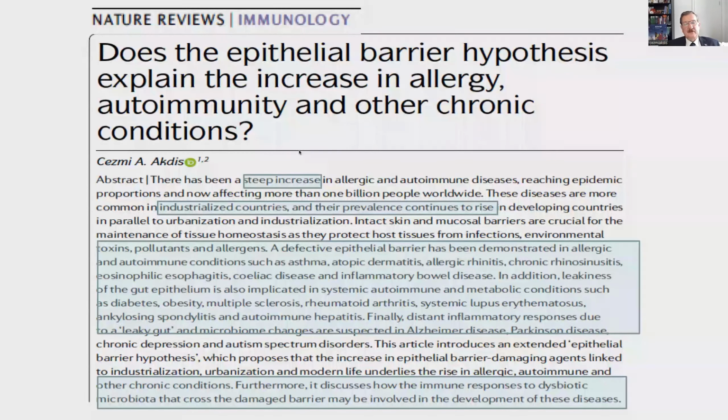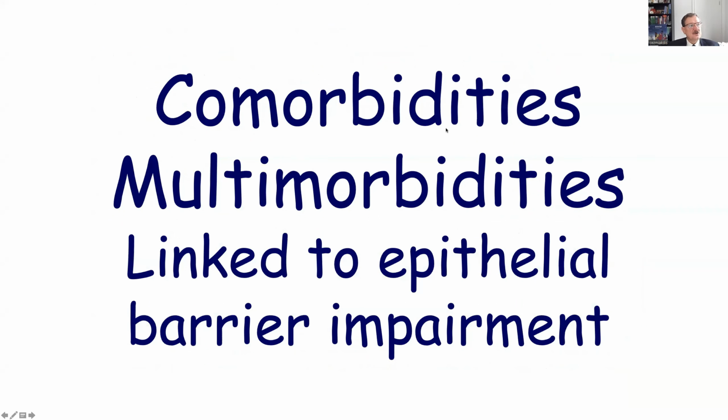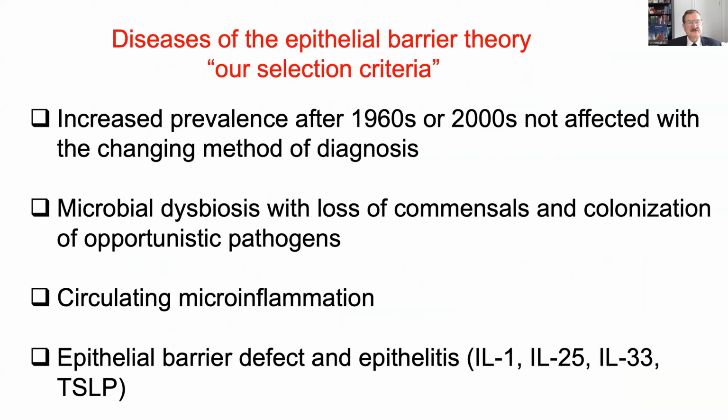Hello, everyone. We published all these data, and around 60 papers came from our group about the epithelial barrier hypothesis and theory, and you can go through them. One of the important things for you to know is that comorbidities and multimorbidities have also increased during this time, and they are also linked to epithelial barrier diseases. So the epithelial barrier theory is still one of the most prevalent theories to discuss.